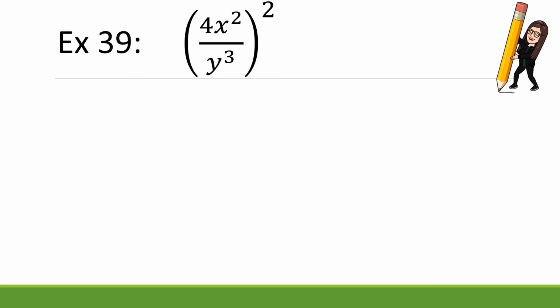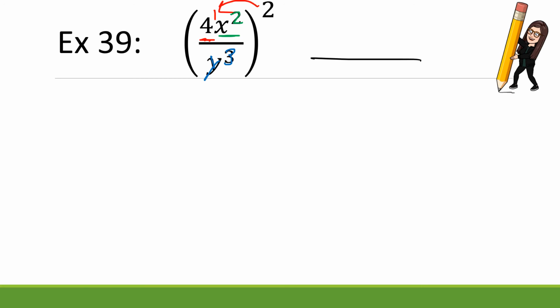So here's how I'm going to look at this. This 4 has a 1, that's a piece. This x has a 2, that's the exponent. And now I have a denominator that has an exponent of 3. Let's distribute to all 3 pieces.